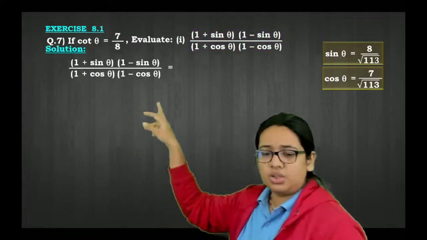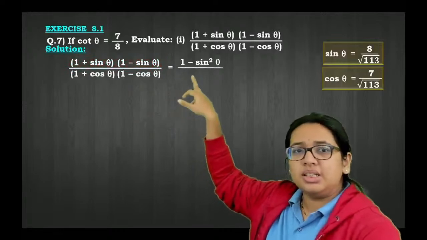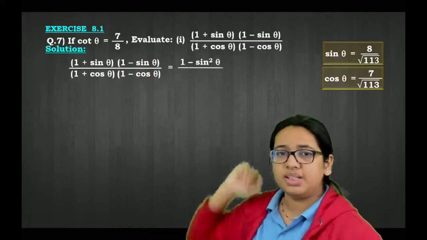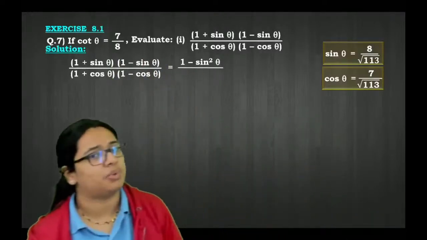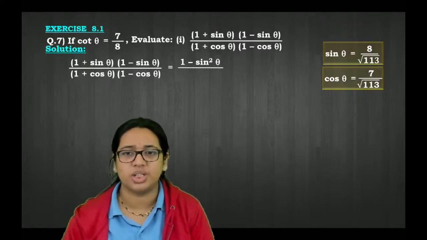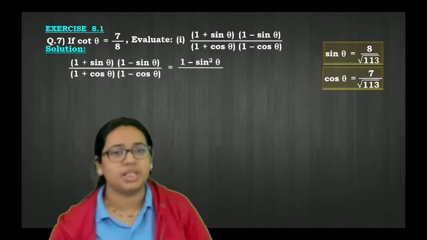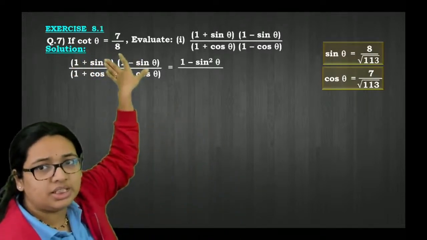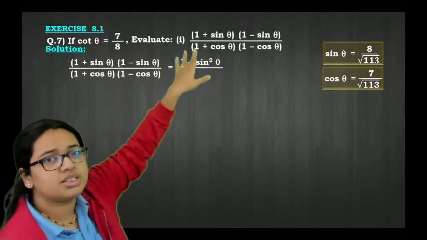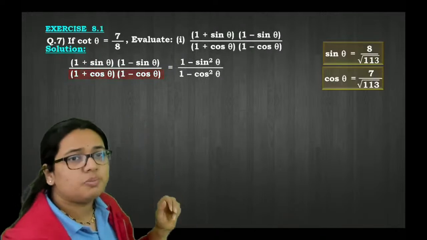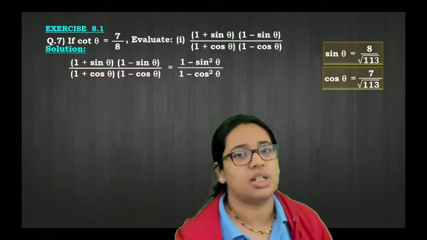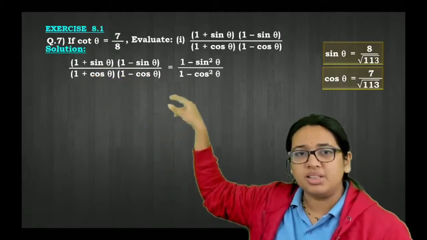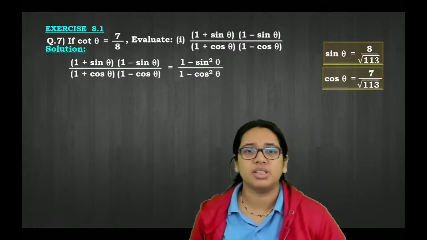We'll just take it on the LHS. So 1 plus sin theta is nothing but this is same as a plus b into a minus b. A plus b into a minus b, आपका आंसर क्या रहता है? A square minus b square, right? A plus b, a minus b. So this will be a square minus b square, which is nothing but 1 square minus sin square, divided by 1 plus cos theta into 1 minus cos theta will be 1 minus cos square theta. A plus b into a minus b. Hence the answer will be 1 minus cos square theta.